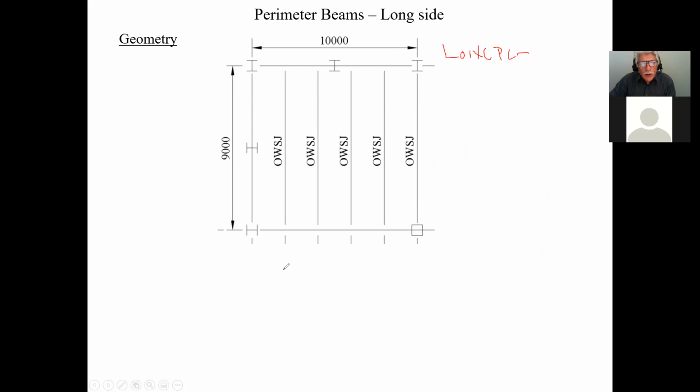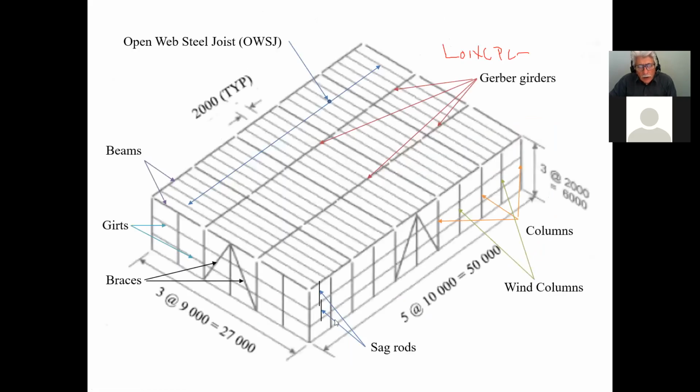And of course, if you look at your project, because these are all the same all the way through, all I need to do is design one of them. And whatever size I come up with for this, you're going to put it there, there, there, and there, because these are exactly the same. So one beam design is going to give you the size for all the perimeter beams on the long side. And then on the short side, well, when we get there, we'll talk about it.